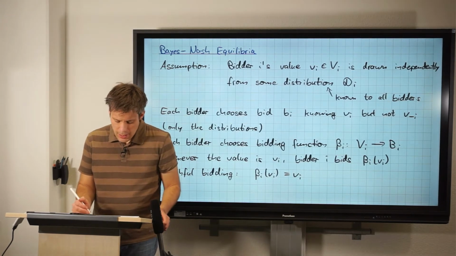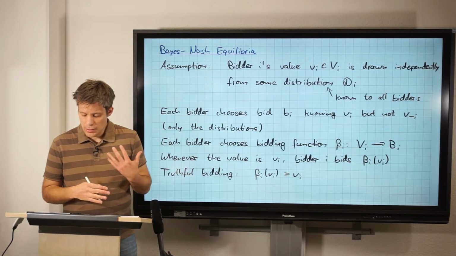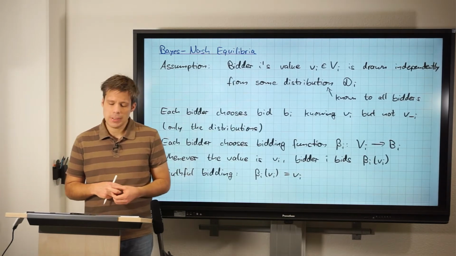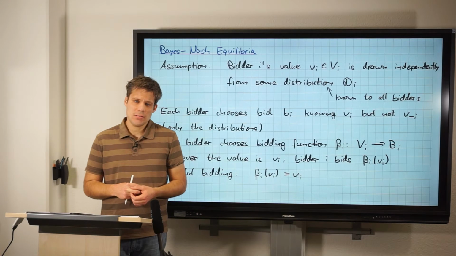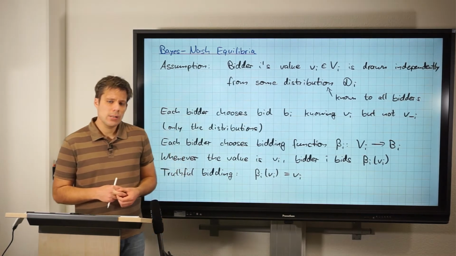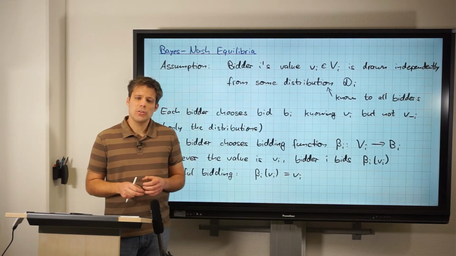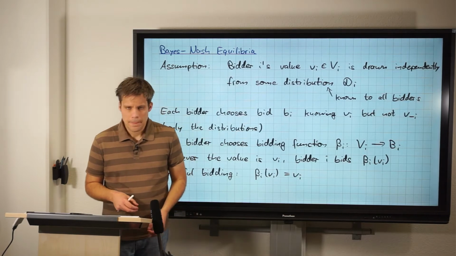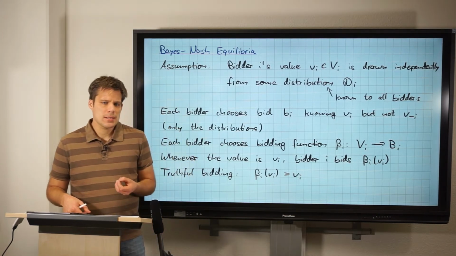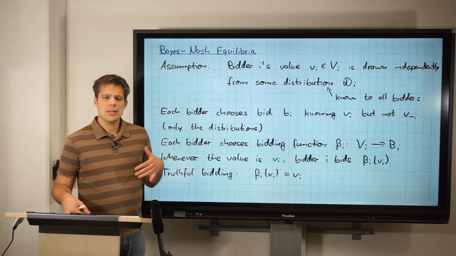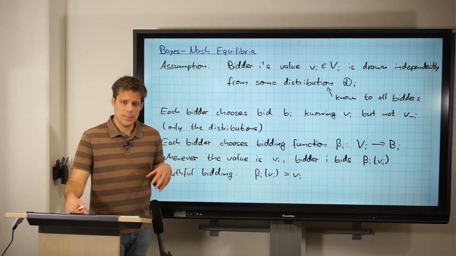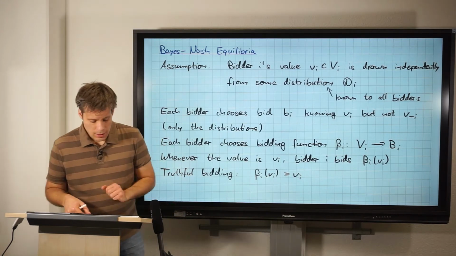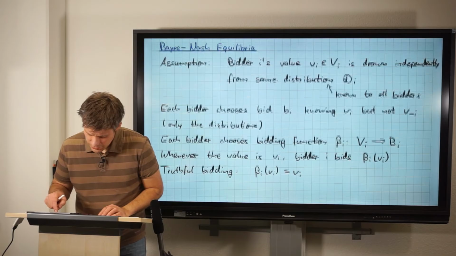And now we say that such a choice of a bidding function for each player is a Bayes-Nash equilibrium if no player can benefit from unilaterally choosing a different bidding function. So, in a way, we can understand this now as a game of choosing the bidding functions. The strategies are now the bidding functions, and we are interested in a pure Nash equilibrium of this game of bidding functions. More formally, this looks as follows.